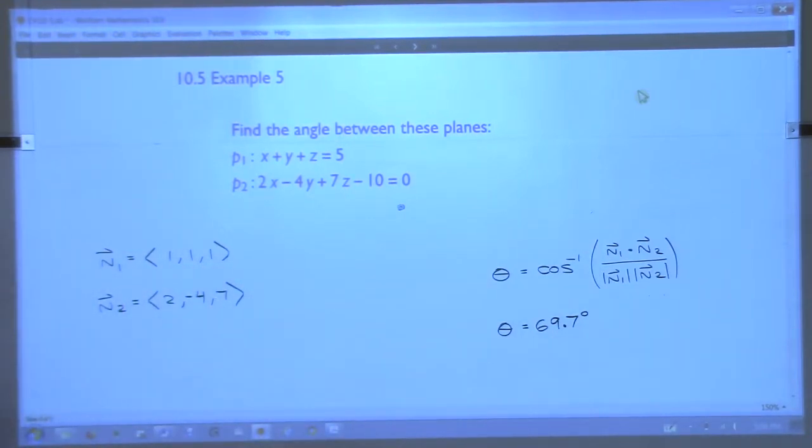So I'm going to continue. I'm going to move on, but just make sure you can get that on your own, that angle between those two.